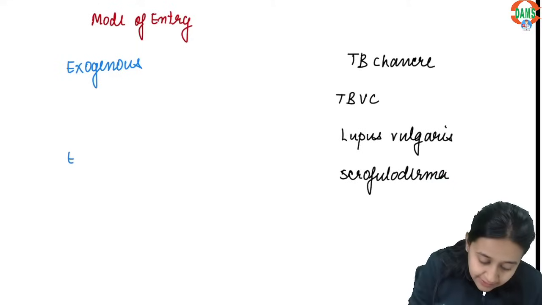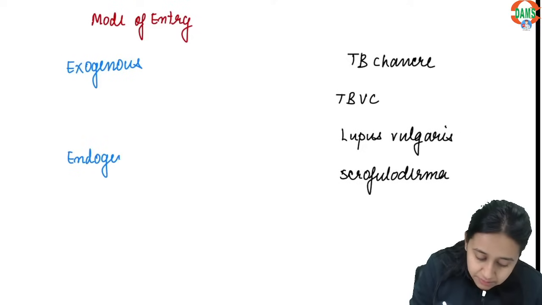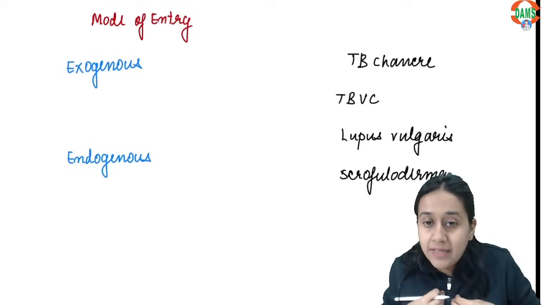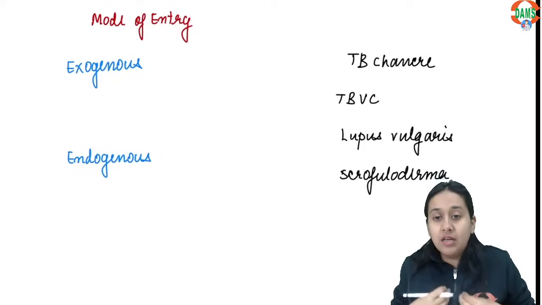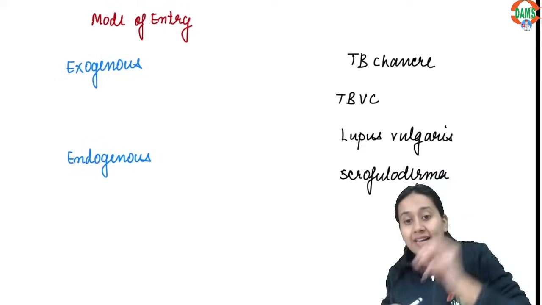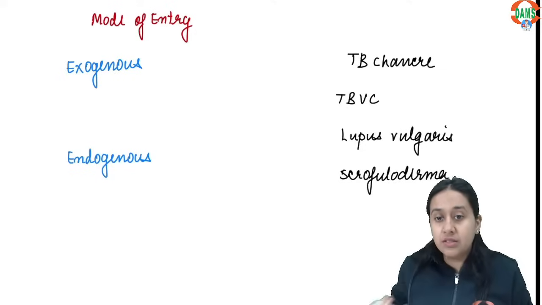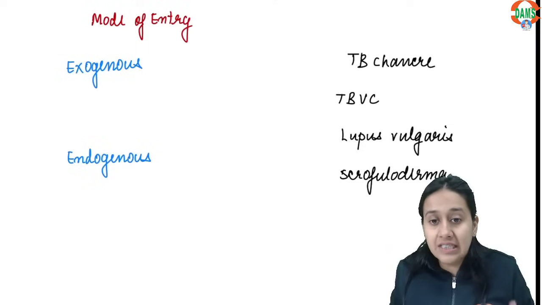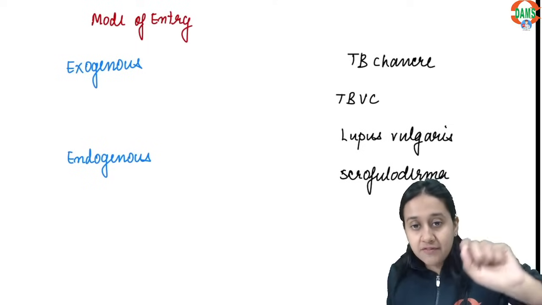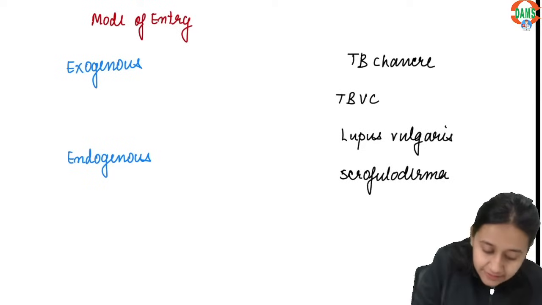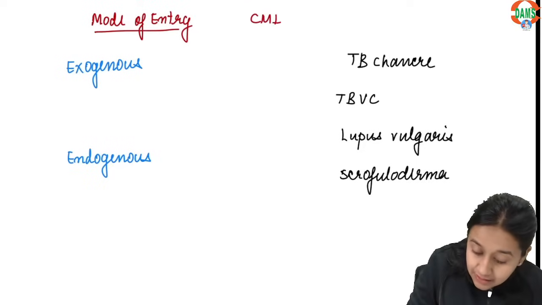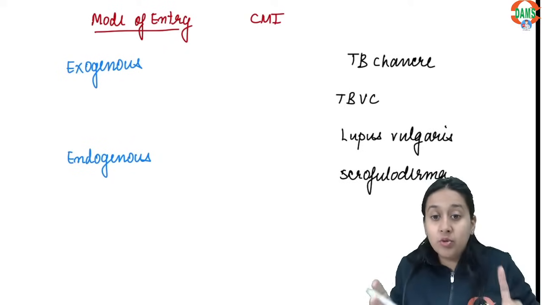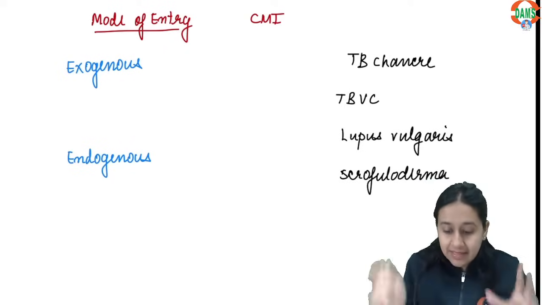The other mode is endogenous. Imagine a patient of lung TB. Suddenly the Mycobacterium TB from the lung entered the blood, and from the blood entered your skin, endogenous. TB of a lymph node accidentally affecting your skin, endogenous. So the first factor which plays a role is the mode of entry, and the second factor is immunity, the CMI, cell-mediated immunity, specific to MTB bacilli.